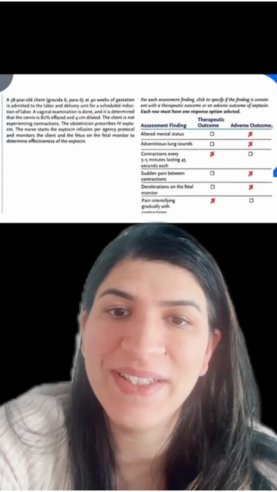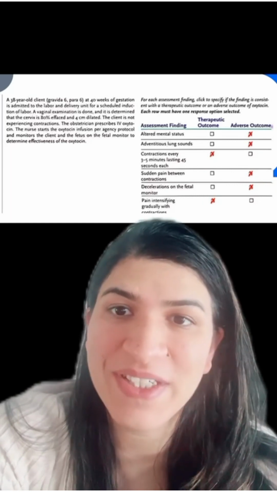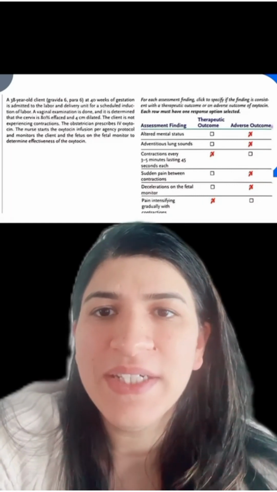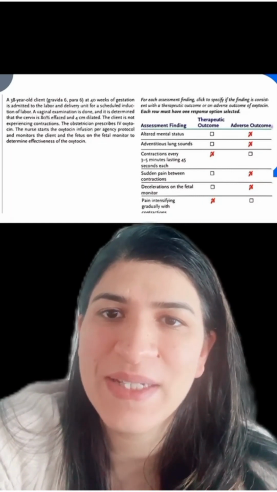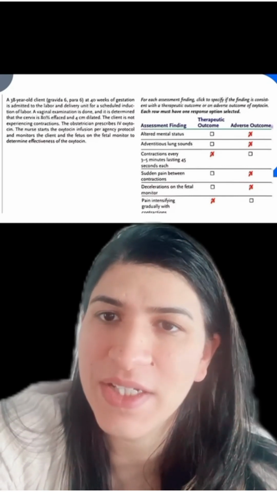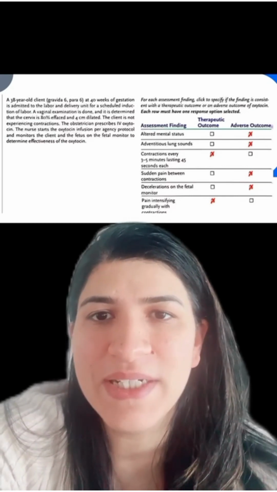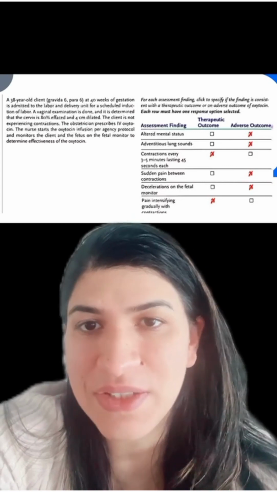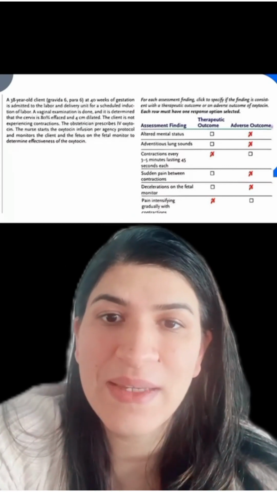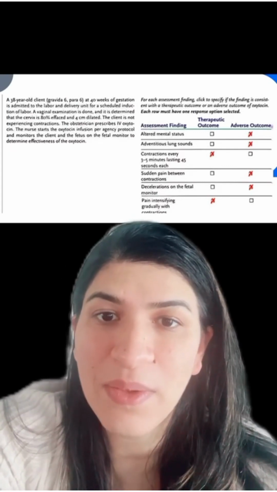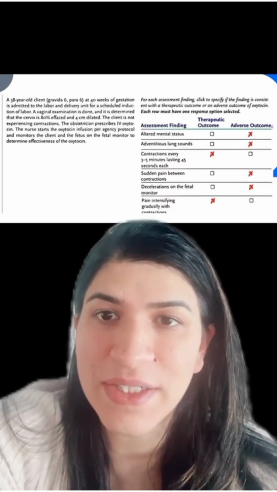Let's get started with another engine style NCLEX question of the day. There is a 38-year-old client, gravida 6 and para 6, at 40 weeks of gestation. She's admitted to the labor and delivery unit for a scheduled induction of labor. This is the background information they give you, like why this client is in this scenario today.